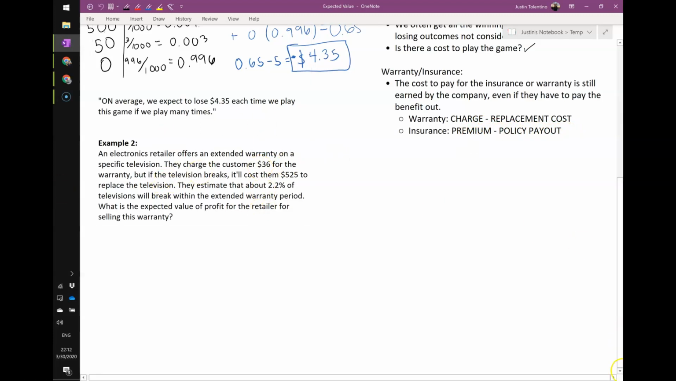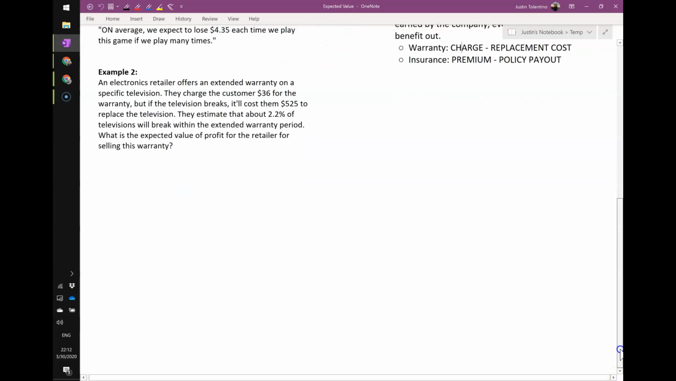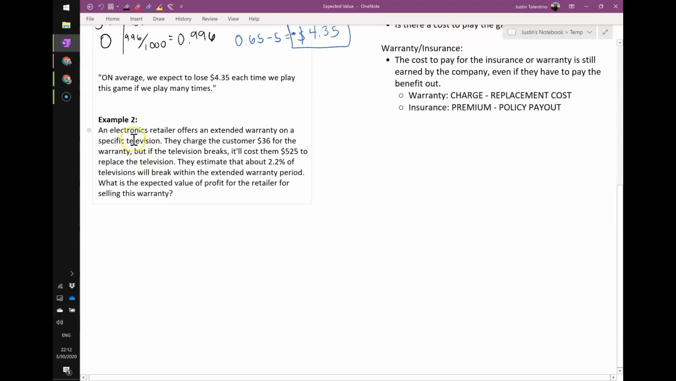So let's look at that example in this case, and then we'll do the exact same thing we did before. An electronics retailer offers an extended warranty on a specific television. They charge the customer $36 for the warranty, but if the television breaks, it'll cost them $525 to replace the television. They estimate that 2.2% of the televisions will break within the extended warranty period, and we want to know what is the expected value of profit for the retailer for selling this warranty. So as always, when we read a question, our goal is to first, can we write that table?